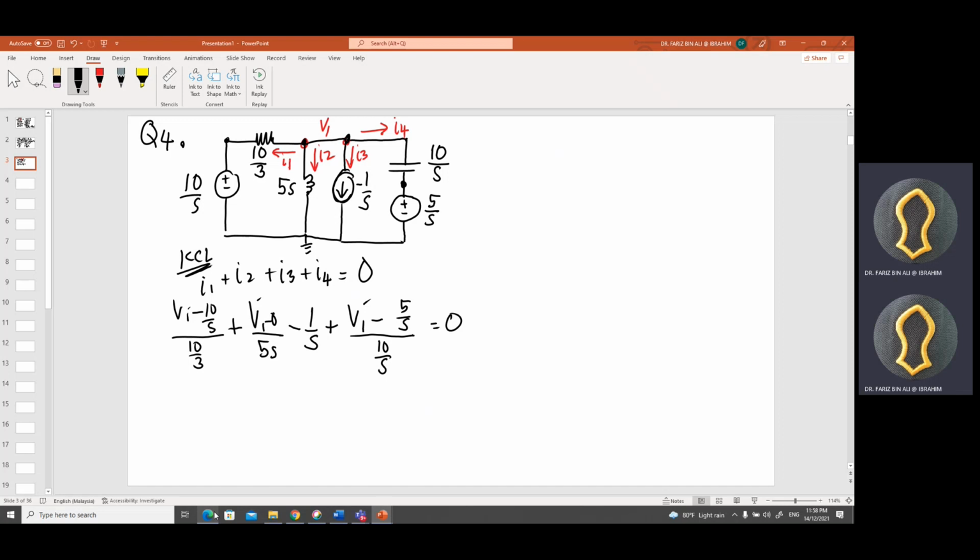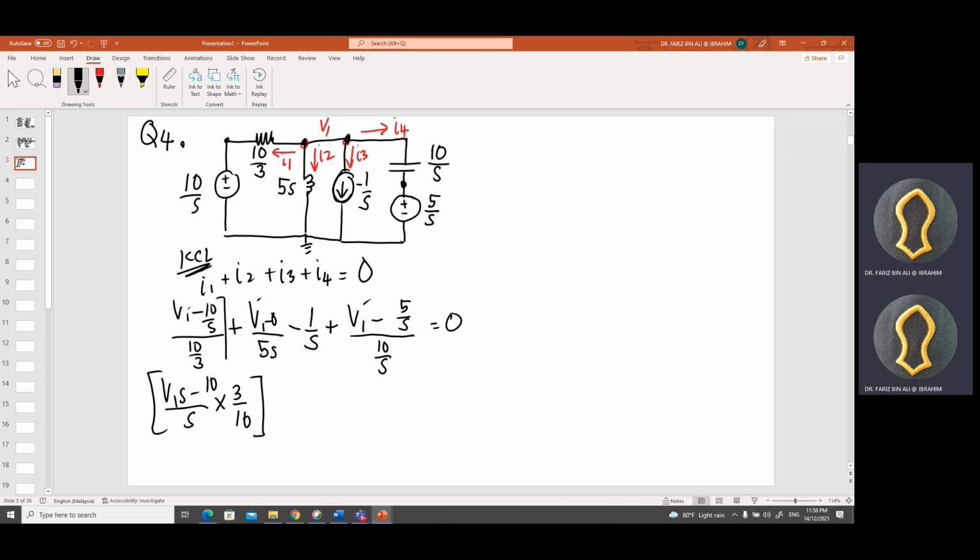Simplify this equation. Okay, so V1 S minus 10 over S, okay, over 10 divided with 3, so I can times 3 over 10. Same thing, isn't it? So I make a bracket here.